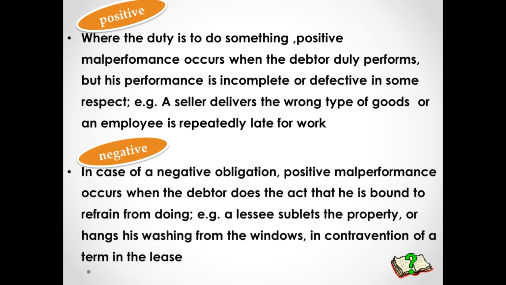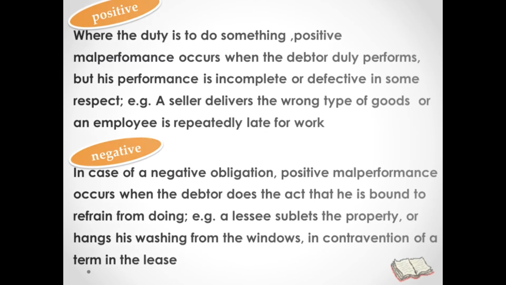Then in negative malperformance, a debtor does the act which is not allowed in the contract. For example, a lessee subleases the property or hangs his laundry from the windows, which is not allowed in the contract.